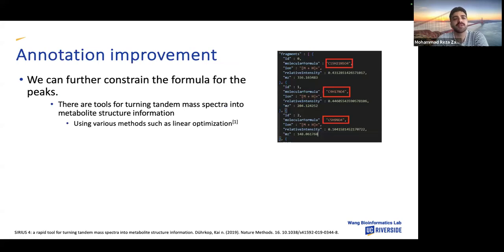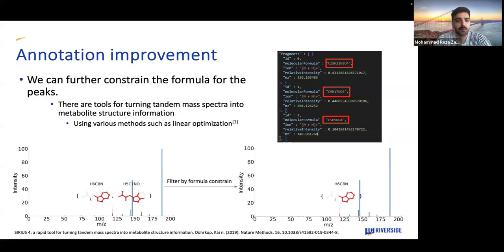So the first improvement we did over that was to use the formula that was obtained from SIRIUS. So we ran SIRIUS on the data, and for the peaks, we captured the formula assigned to that peak, and then we filtered the substructure annotations to the peaks using this formula. For example, here, we figured that for this specific highlighted red peak, the formula should be this, and therefore one of the substructures was removed.